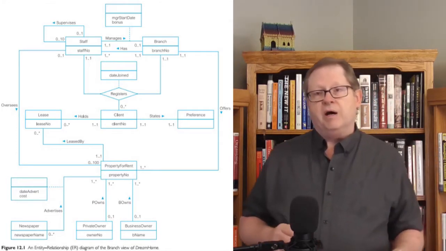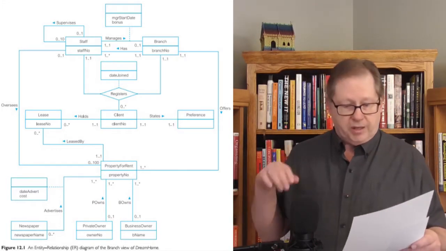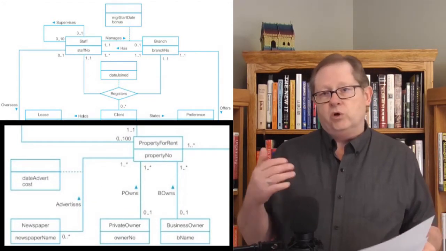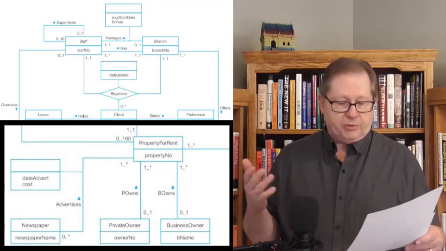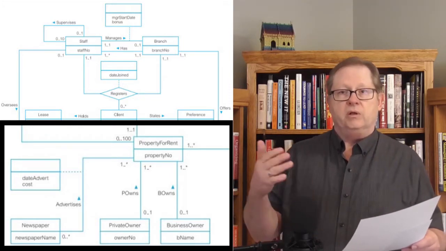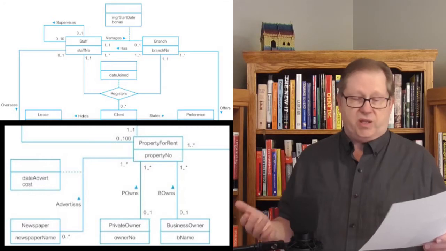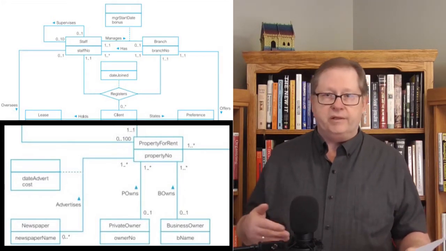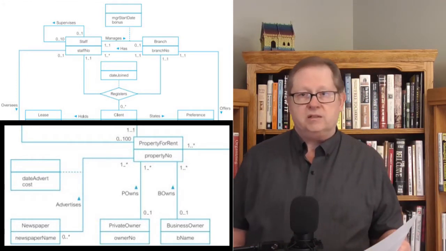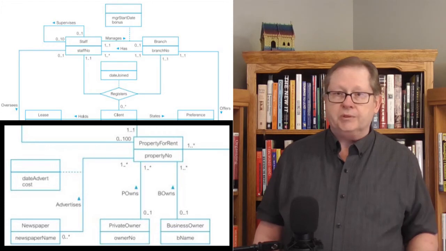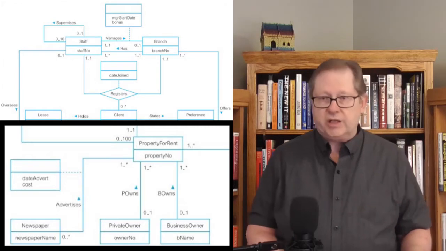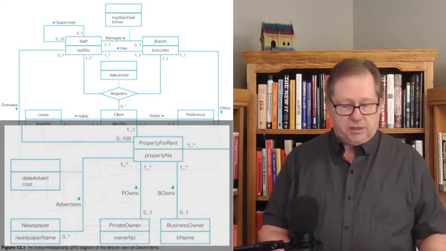And then we can get down to this bottom part where you actually see the property for rent entity. And you see that there are several entities that could be working together and cooperating with that. For example, a business owner may own a property, or a private owner may own a property. In any case, both of them have the same type of relationship in that it's an ownership type of relationship. And then over on the left-hand side of that diagram, you see that the newspaper, of course, can advertise the properties for various reasons, for sale or for rent.